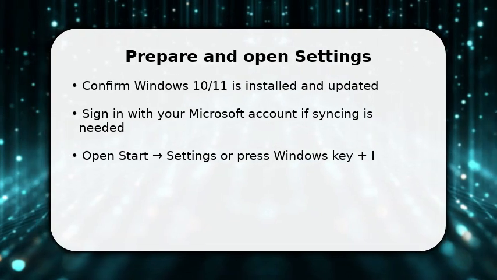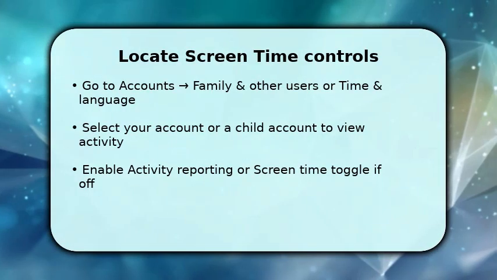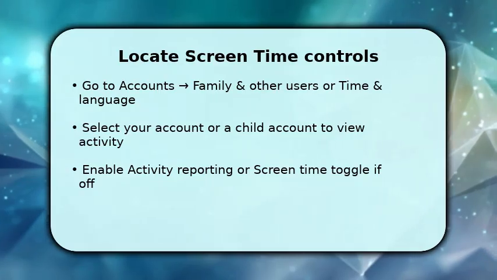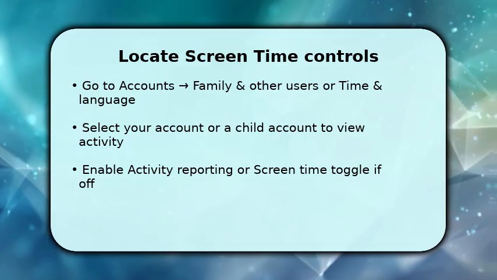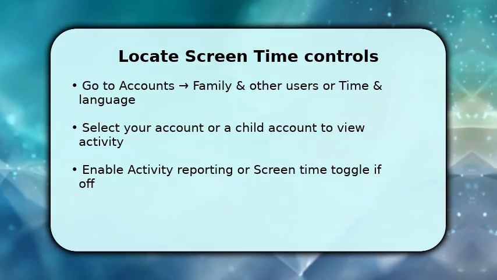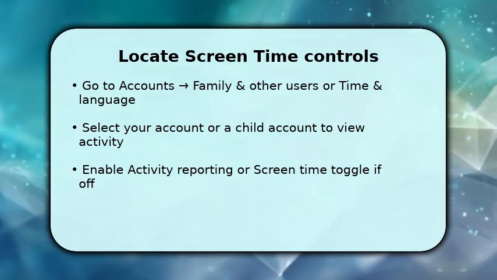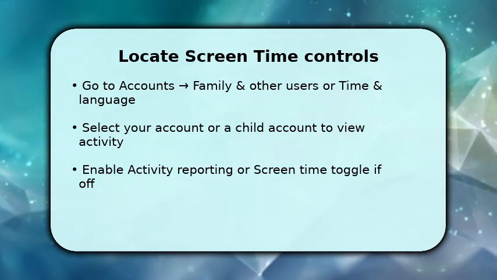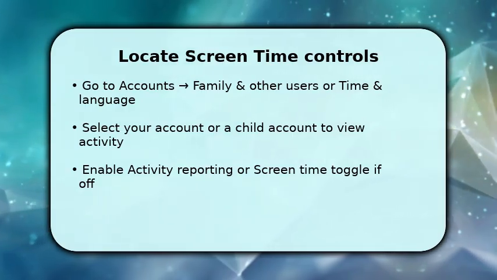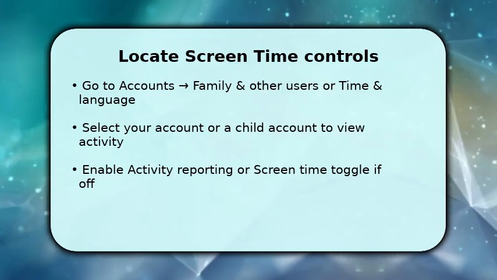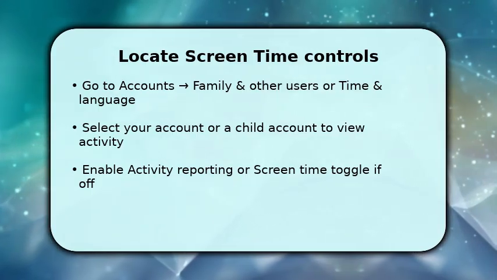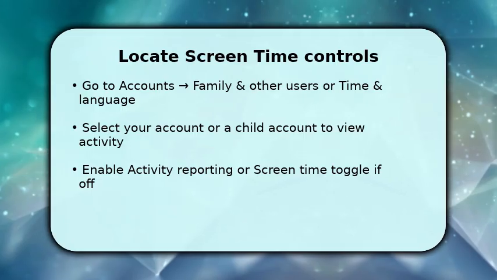or family options. Next, locate the Screen Time or activity controls inside Settings. You'll typically go to Accounts, then Family and Other Users, or open Digital Wellbeing/Time and Language depending on Windows version. Once there, select the account you want to monitor, your own or a child's, and enable Activity Reporting or Screen Time. This uploads usage to Microsoft if needed.